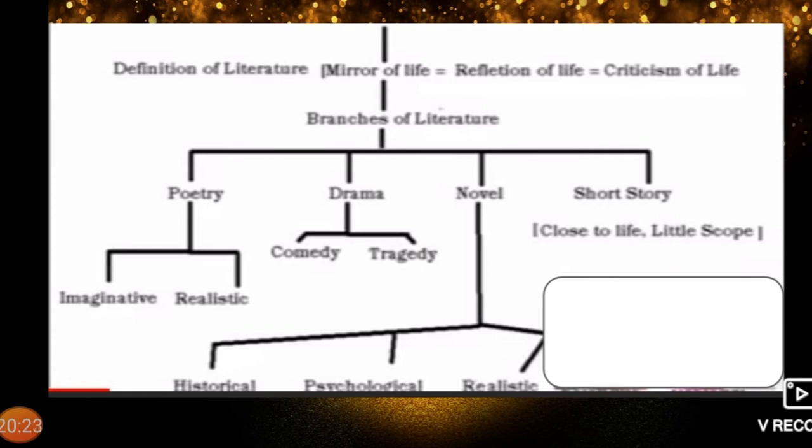The definition of literature is very simple. Literature means a mirror of life, which shows our life. It is a sketch of our human experiences, which reflects life and criticizes life. Mirror of life, reflection of life, criticism of life. Now there are branches of literature. Literature is divided into four: poetry, drama, novel, and short story.